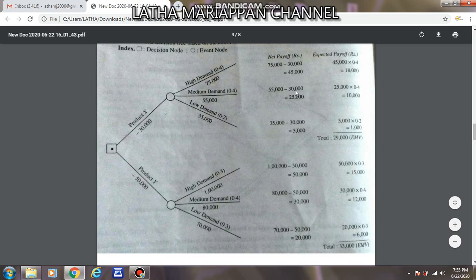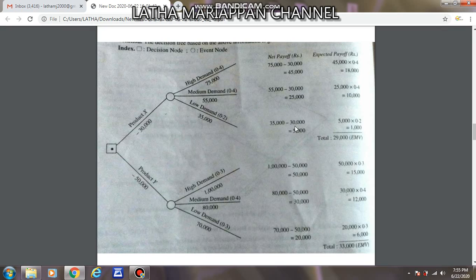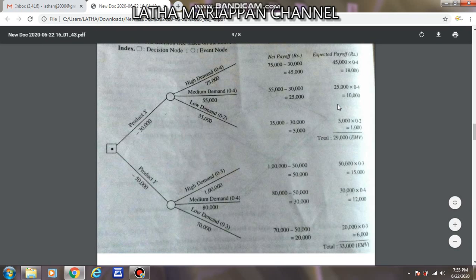So medium demand 55,000 minus 30,000, you will get 25,000. For that probability is 0.4, so if you multiply you will get 10,000. Similarly, 35,000 minus 30,000 investment if you subtract, you will get 5,000. So your expected payoff is 5,000 into the probability, you will get 1,000. So if you add this 18,000, 10,000 and 1,000, you will get 29,000. This is called expected money value. Okay, EMV, expected money value. So we found this value for product X.